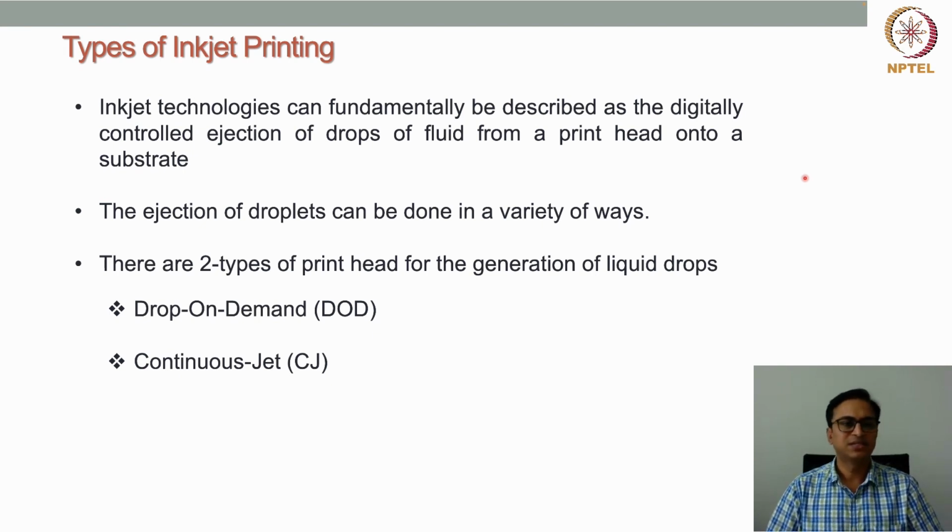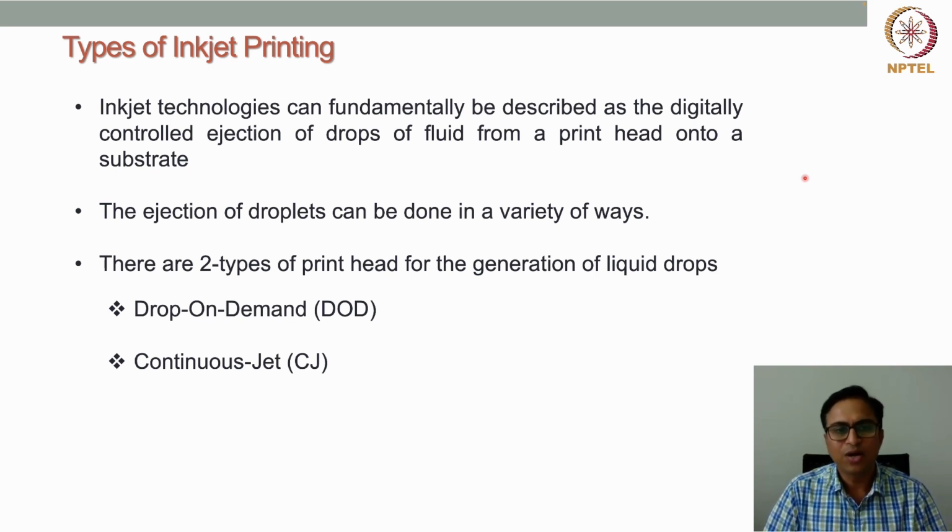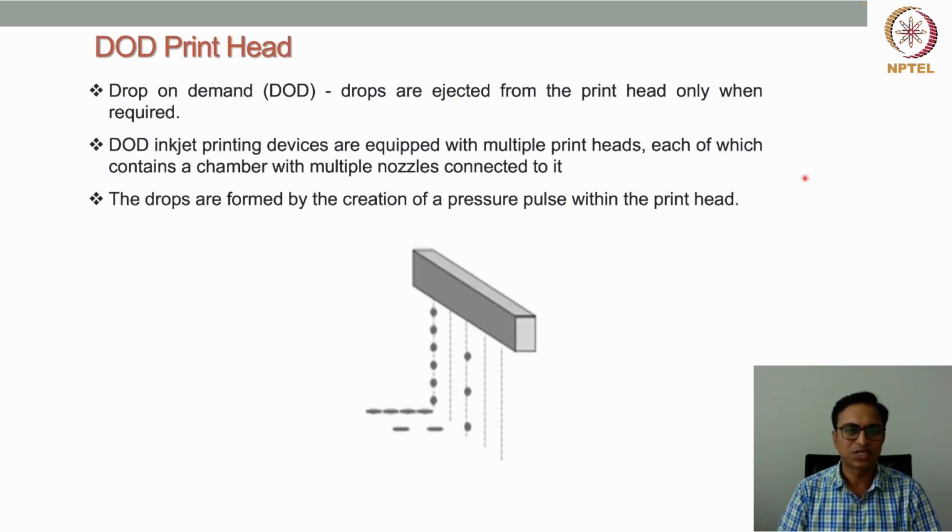So this inkjet 3D printing technology can be described as we have seen: the liquid droplets can be generated, and those droplets can be ejected in a controlled manner, right? Now, this generation and ejection of droplets can be done in various ways, but the two most popular techniques available are drop on demand and continuous jet. So we'll see both of these technologies one by one.